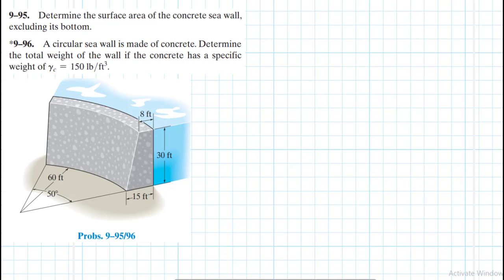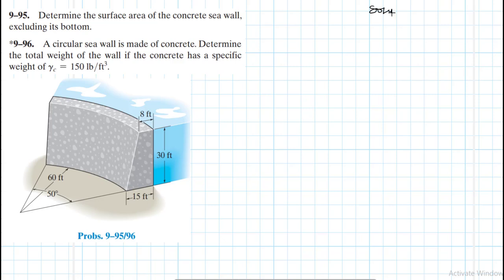Hello, I welcome you all to this another interesting screencast, and the problem reads: determine the surface area of the concrete seawall excluding its bottom, and also a circular seawall is made of concrete. It's a continuation. Determine the total weight of the wall if the concrete has a specific weight of gamma subscript C, or gamma concrete, equal to 150 pounds per cubic feet.